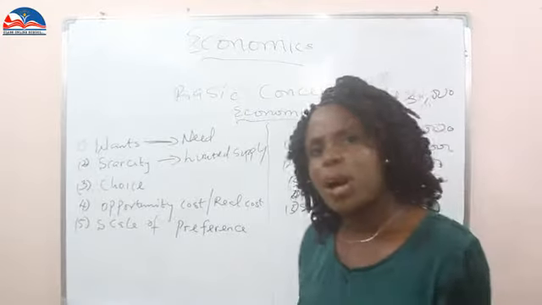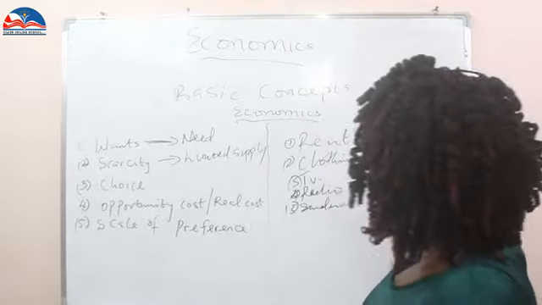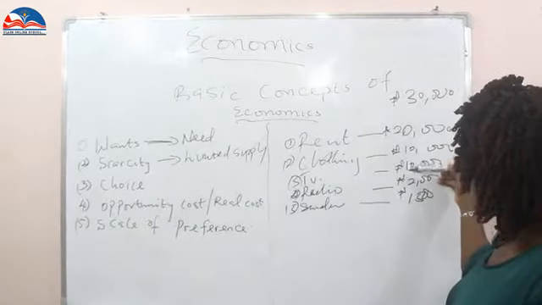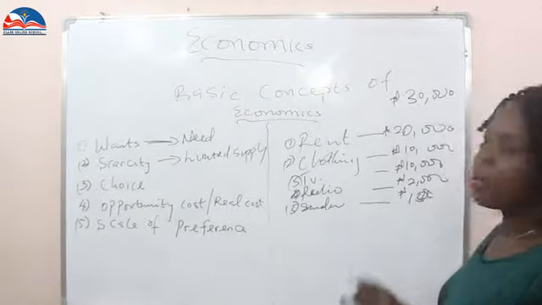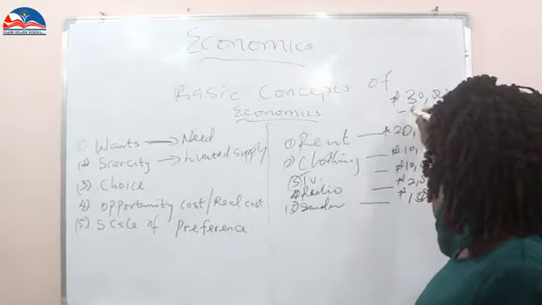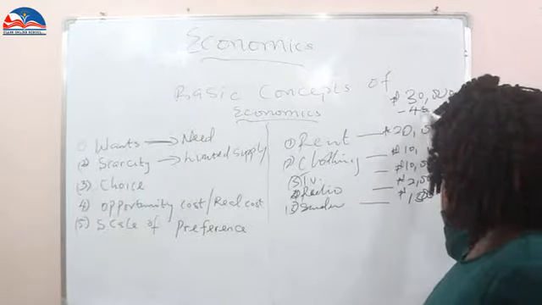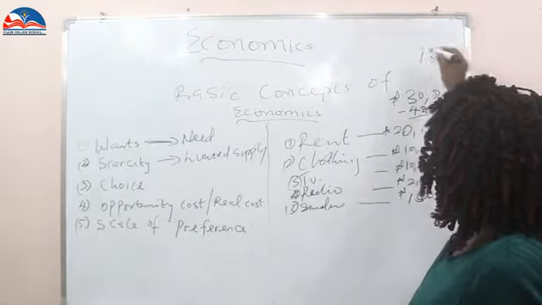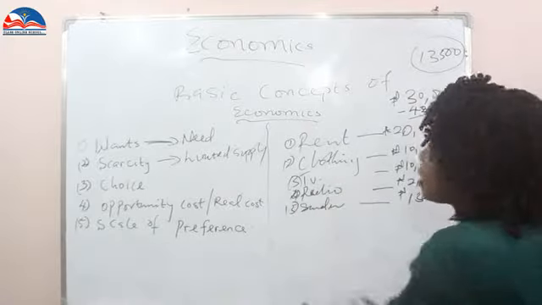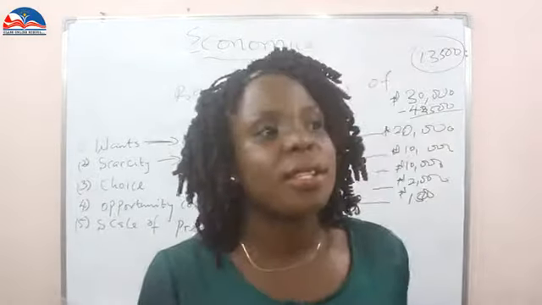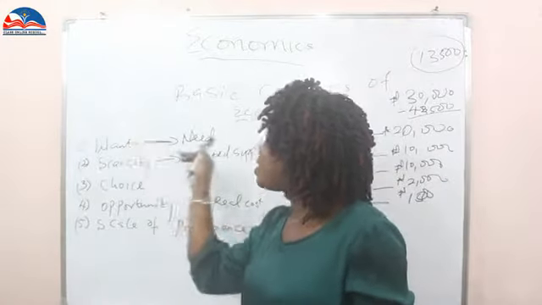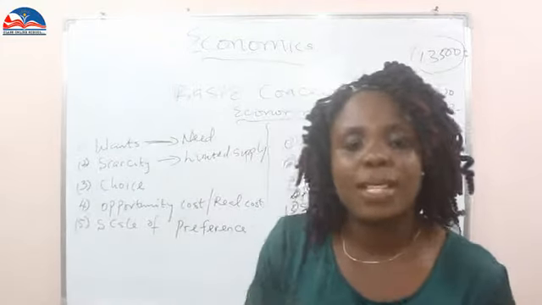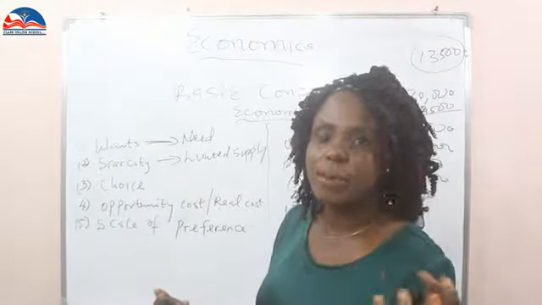Now, if the scarce resources we have on hand is 30,000, and what we have itemized here is more than that, let's try to see. This is 20, this is 30, 40, 42, 43,500. If you minus this from this, you find out that 13,500 is what we don't have and we want to satisfy our need. So resources to satisfy this number one is limited in supply. That is where scarcity comes in, because resources are very scarce.